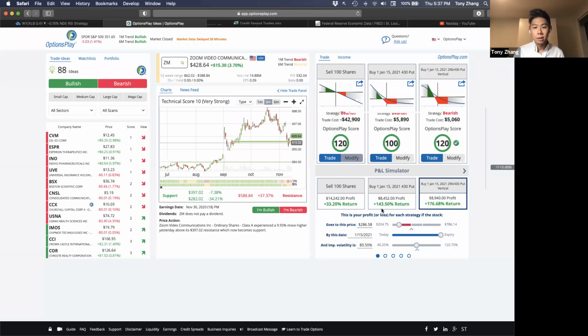Is the IV from the current chain, or do you put in that manually? So the IV here, the implied volatility, is from the chain.